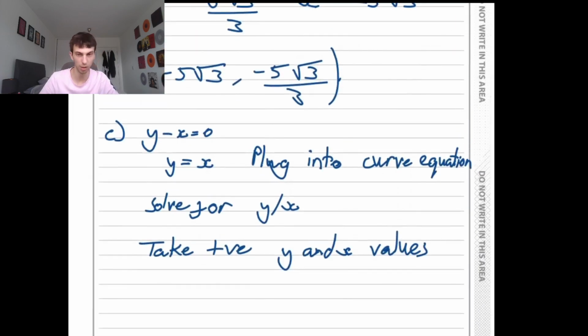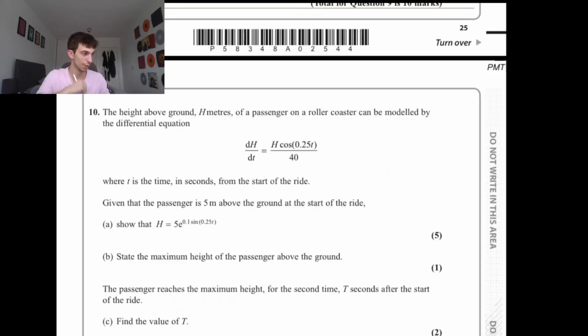On to question 10, I believe. Okay, question 10, differential equations. The height above the ground, h meters, of a passenger on a roller coaster can be modeled by the differential equation dh/dt equals h cos(0.25t)/40, where t is the time in seconds, could be important later on, from the start of the ride. Given that the passenger is 5 meters above the ground at the start of the ride, so at t equals 0, h equals 5, already a useful piece of information to find that constant of integration. We know we're going to have to use that.